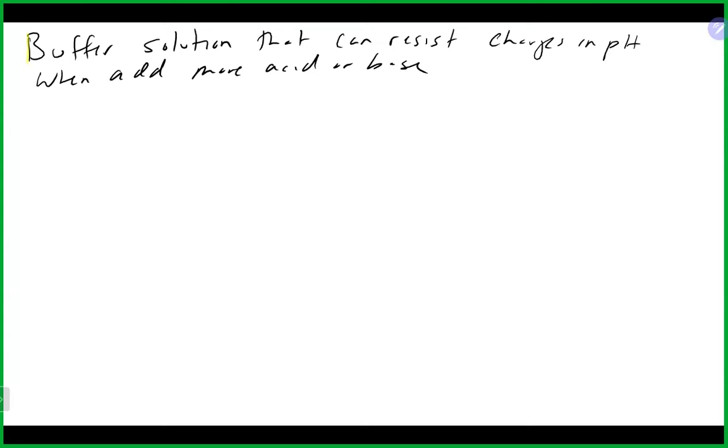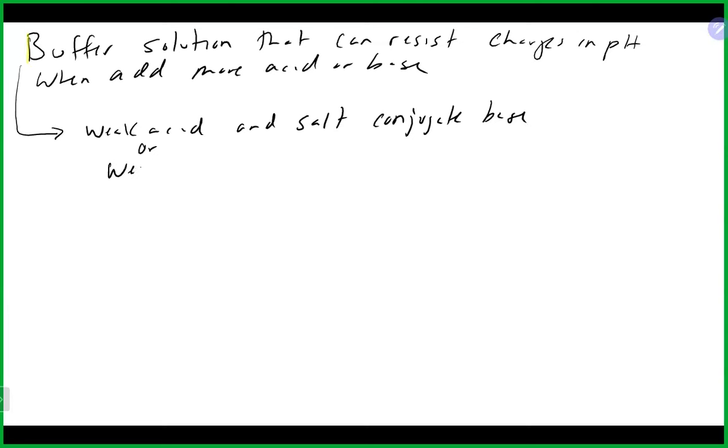And the reason it's able to do that, as we talked about at the end last time, is it's made up of one of two combinations, either a weak acid and the salt of its conjugate base, or it's made up of a weak base and the salt of its conjugate acid.